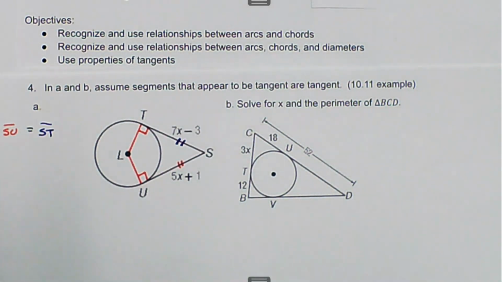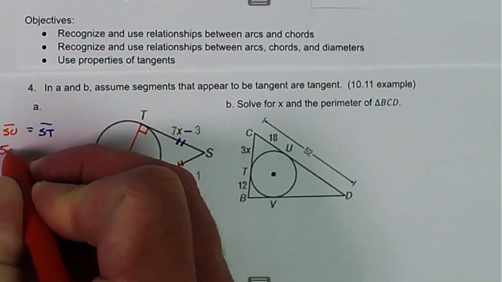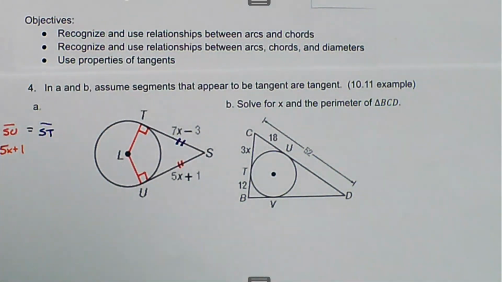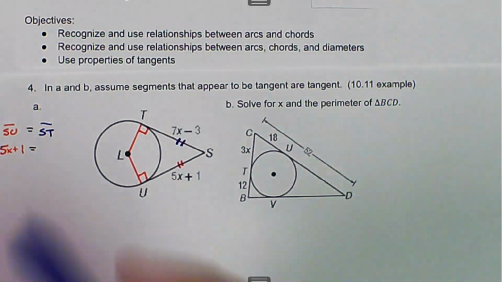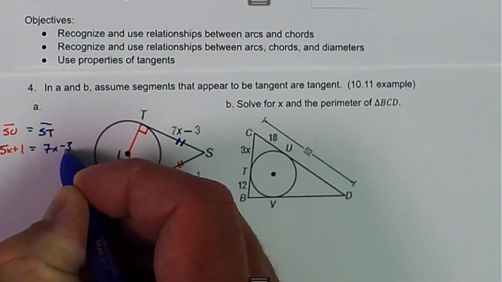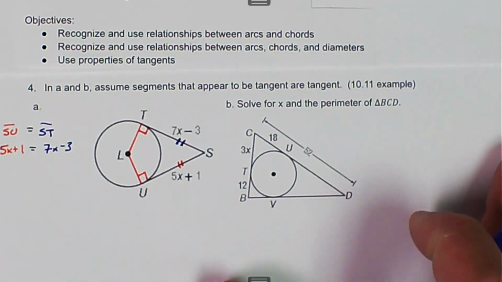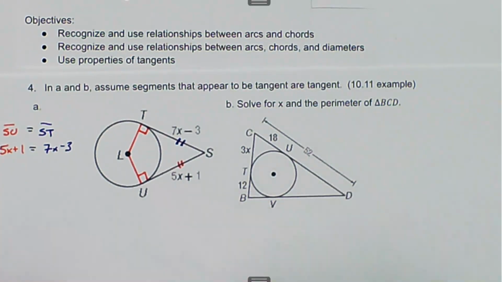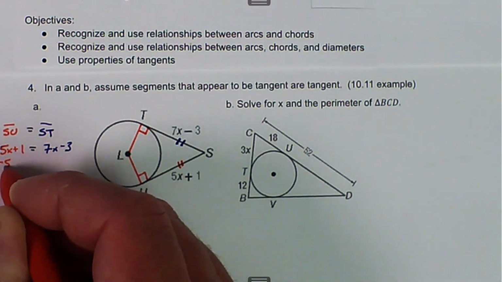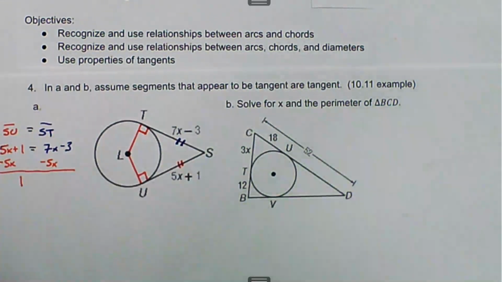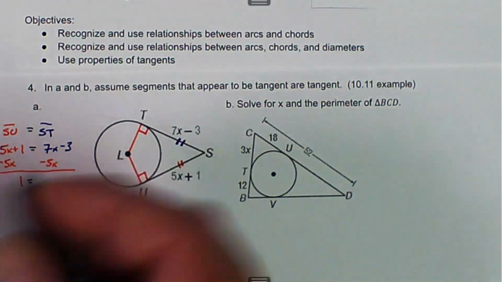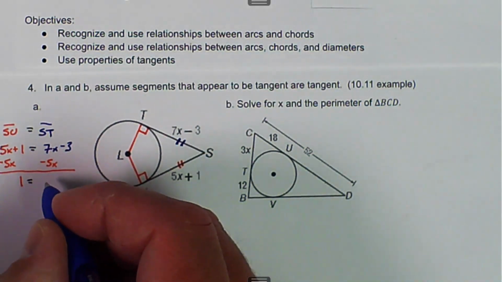And then we can substitute in the values where we have SU equal to 5x plus 1, and ST equal to 7x minus 3. So what we want to do is subtract 5x from both sides. I'm going to subtract 5x here and subtract 5x here. And we're going to be left with just 1 on the left side, and that's going to be equal to 2x minus 3.